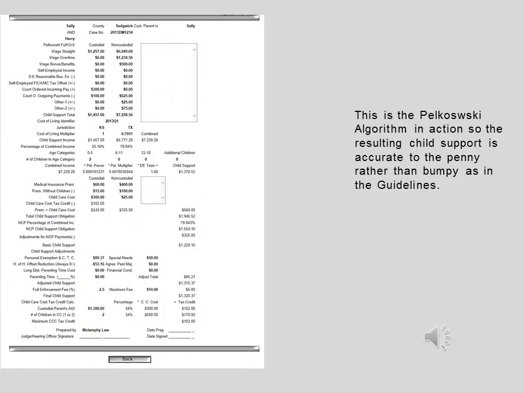This is the Pekowski algorithm in action, so the resulting child support is accurate to the penny rather than bumpy as in the guidelines.